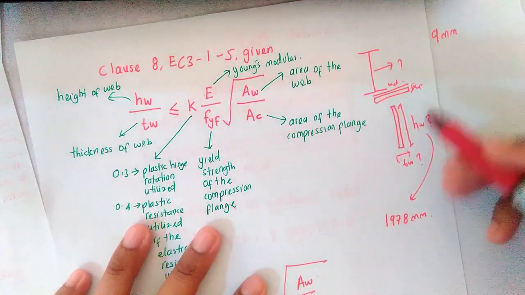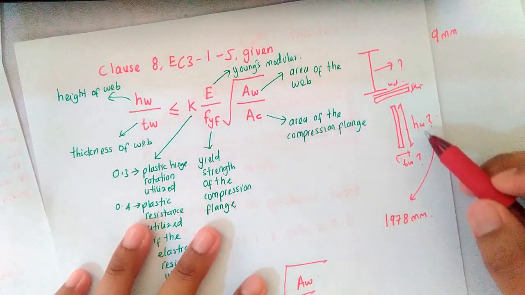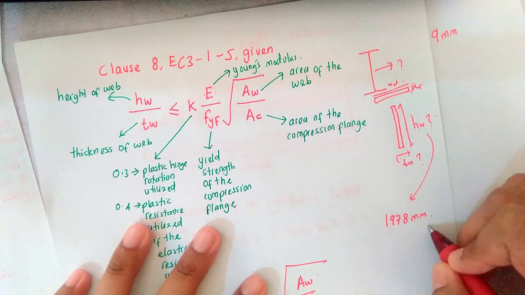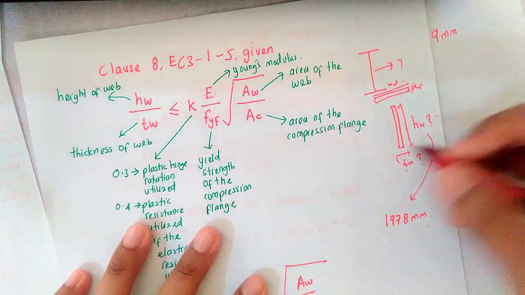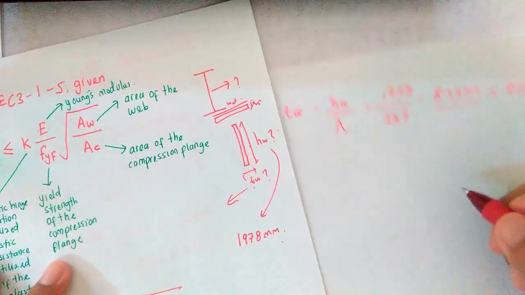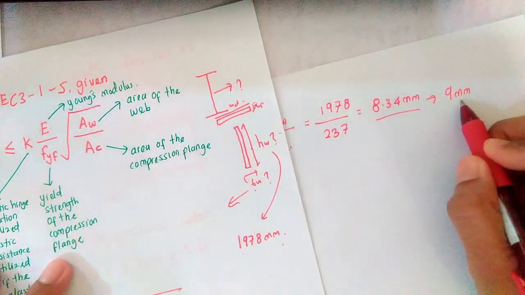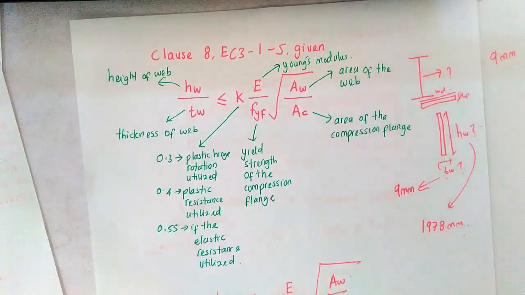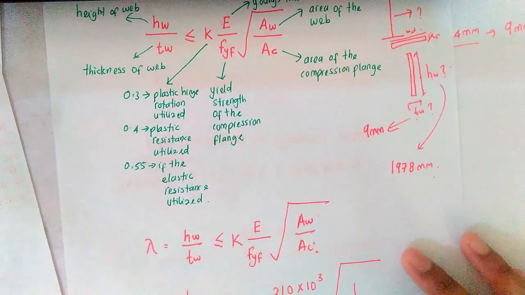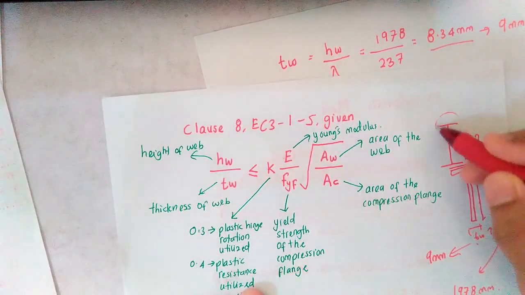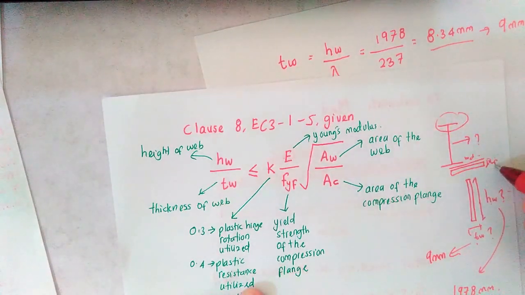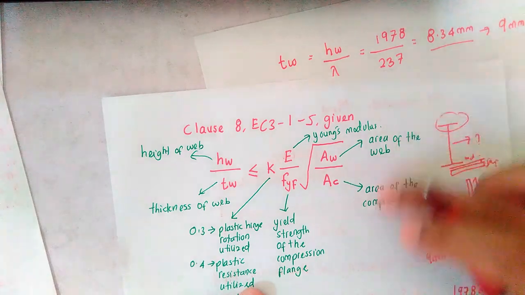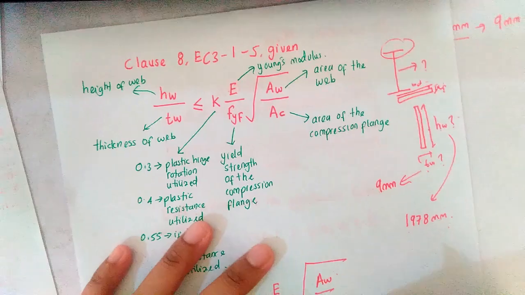Now we have that our height of web is 1978 mm, and the thickness of the web we already calculated and said it is going to be 9 mm. So what are we going to calculate next? Next, we want to know the size of the flange: what is the thickness of the flange and what is the width of the flange to complete the basic dimensioning process.